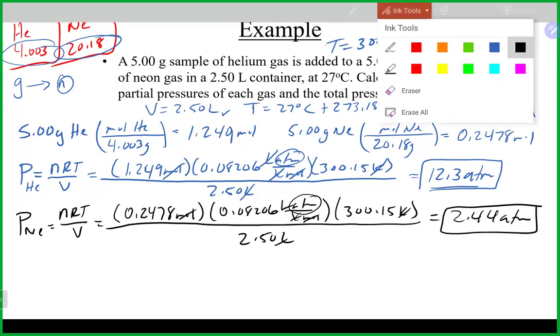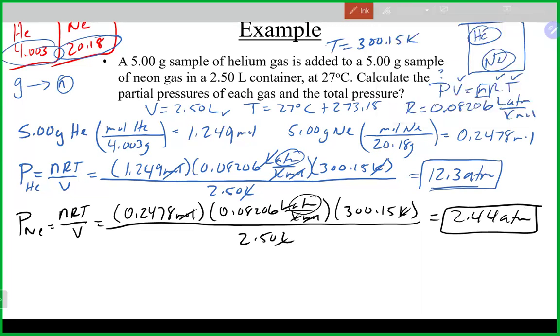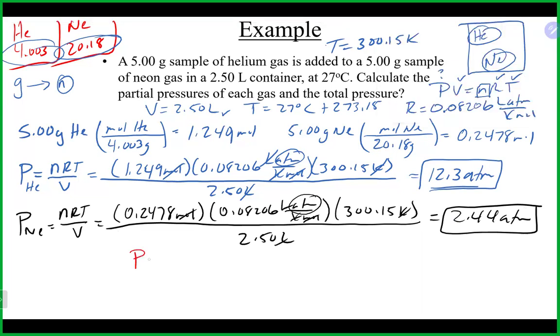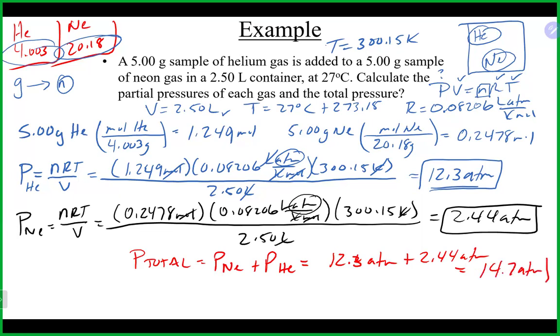Now, to find the total pressure, what should I do with both of those numbers? I should just add them. So our total pressure is going to be the partial pressure of neon plus the partial pressure of helium, which means we're just going to add those together: 12.3 atmospheres plus 2.44 atmospheres. That's going to end up being about 14.7 atmospheres of total pressure in this case. Any questions on any of that?